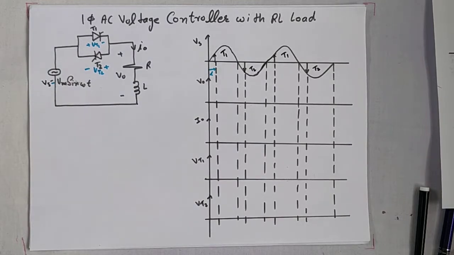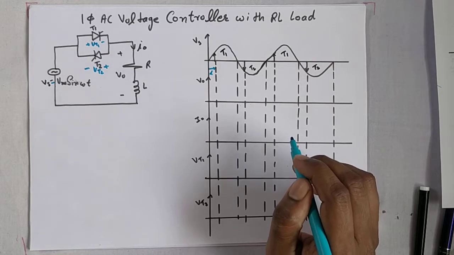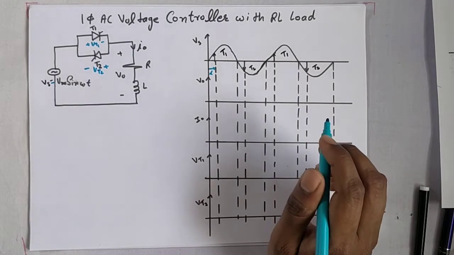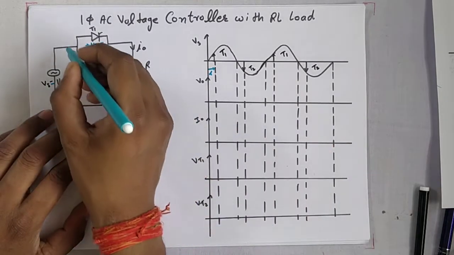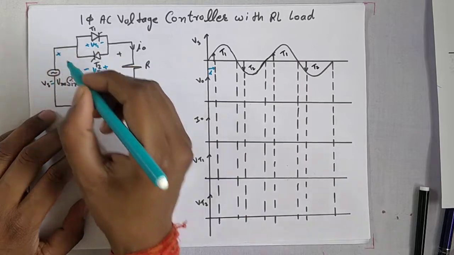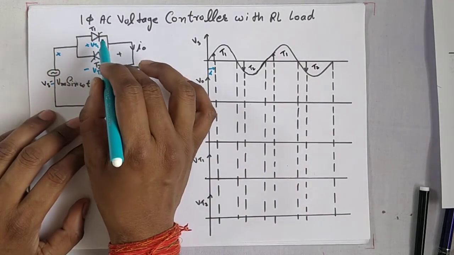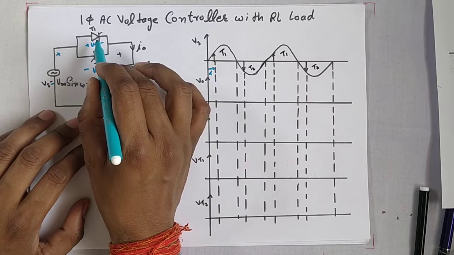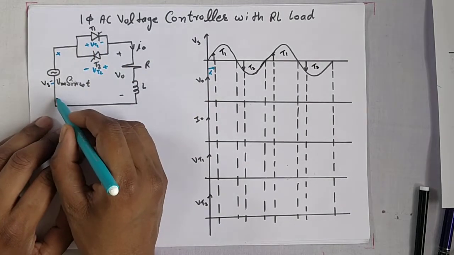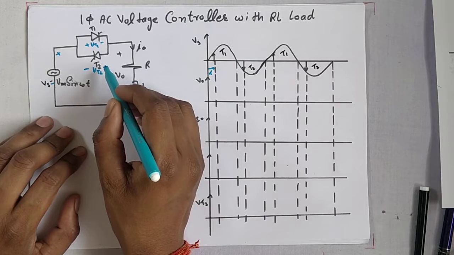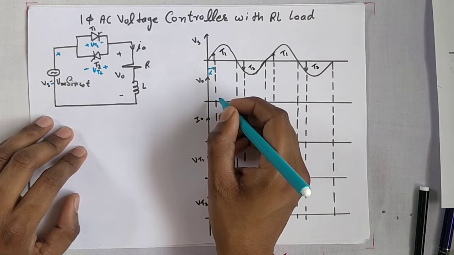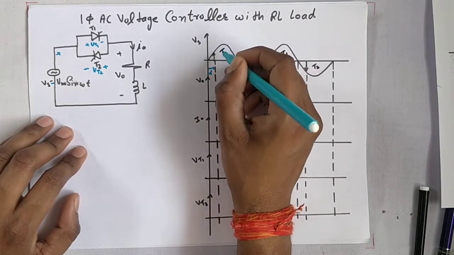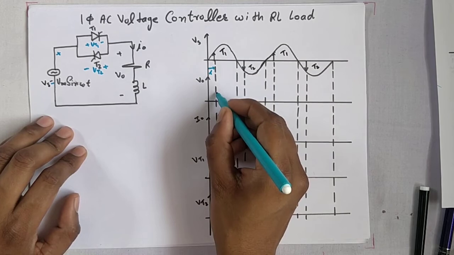Thyristor 1 will trigger only in the positive cycle and thyristor 2 only in the negative cycle. You cannot trigger thyristor 2 in the positive cycle and thyristor 1 in the negative cycle. Because when the voltage is positive across this terminal, then T1 only will be in forward blocking mode, and when this terminal is positive, T2 only will be in forward blocking mode. So suppose for theta equal to alpha in the positive cycle, T1 is triggered, then the output voltage will be like this.